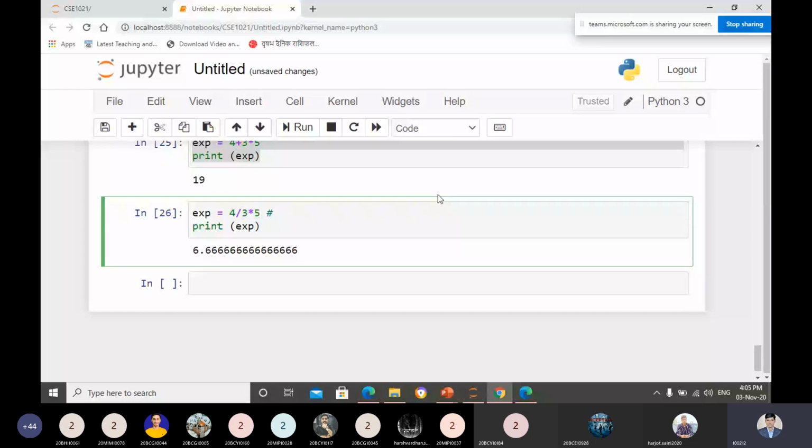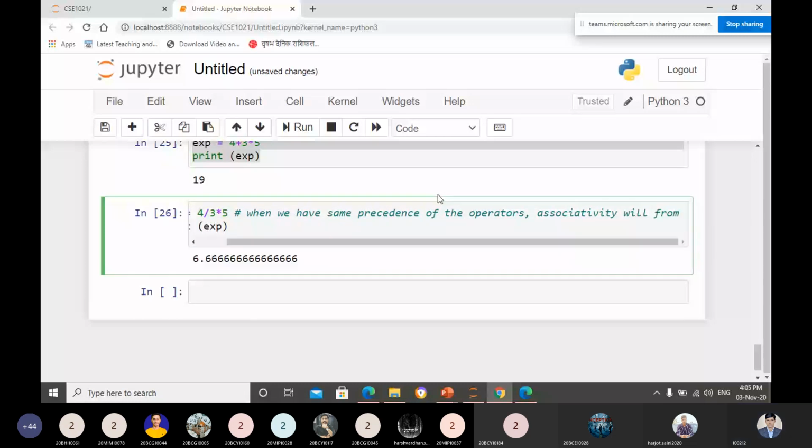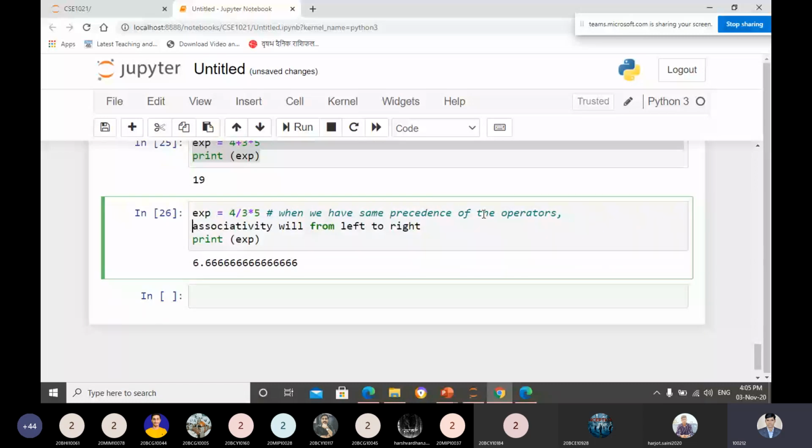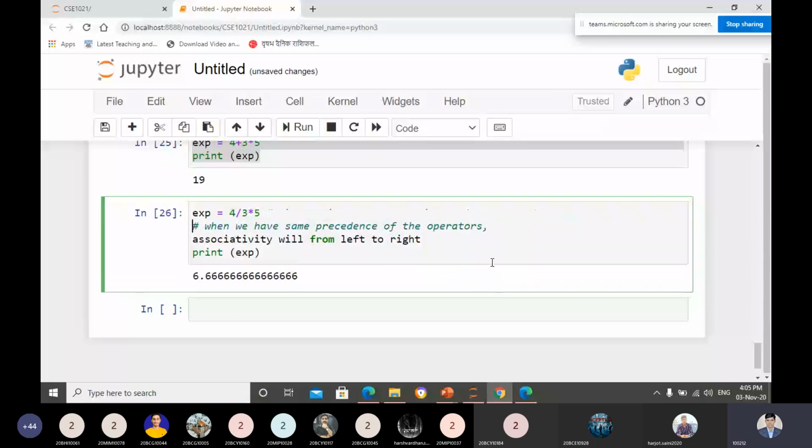So please keep in mind, when we have the same precedence of the operators, then associativity will be from left to right. I can write the statement here. It's the comment part, so I can write it. Okay, this is the point you need to keep in mind.